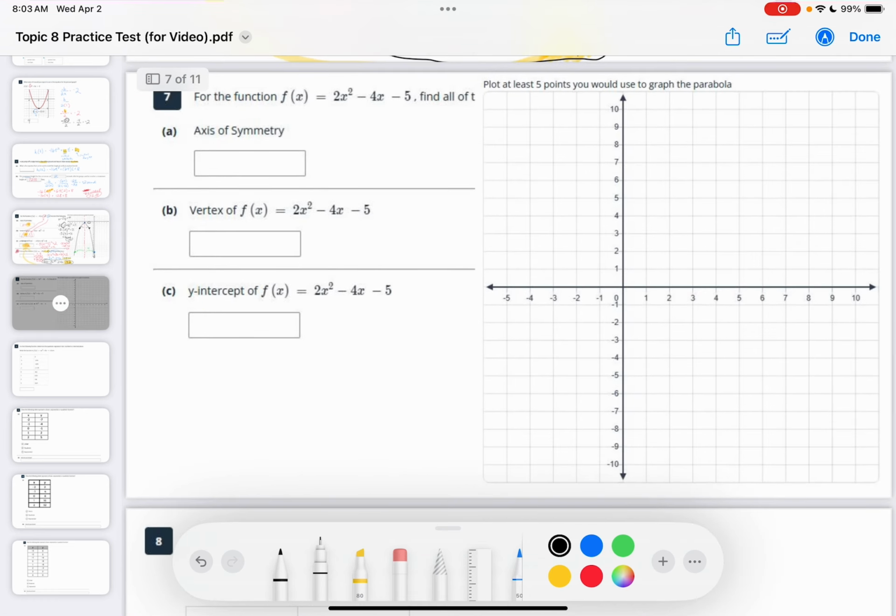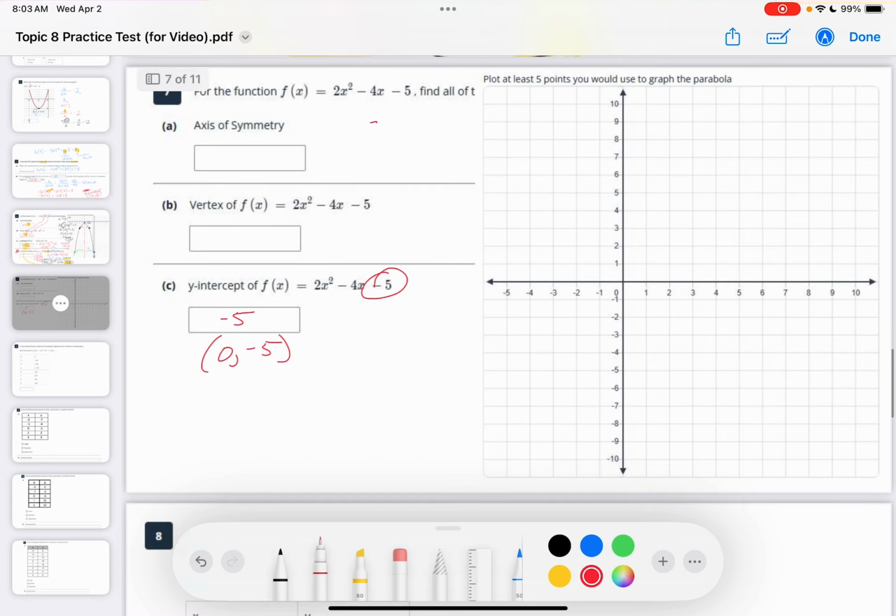All right, let's look at 7 here. This one is in standard form, and so the y-intercept is where we can actually start this conversation, because we know the y-intercept is going to be negative 5, or in coordinate form 0, negative 5. I'm actually going to find the vertex before I find the axis of symmetry, so I guess it doesn't matter. Either way, we're going to do negative b over 2a to find that value.